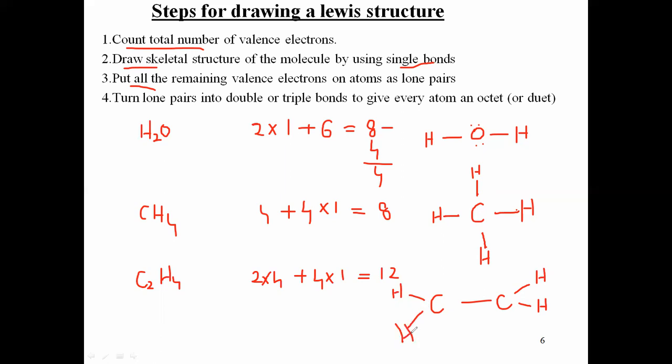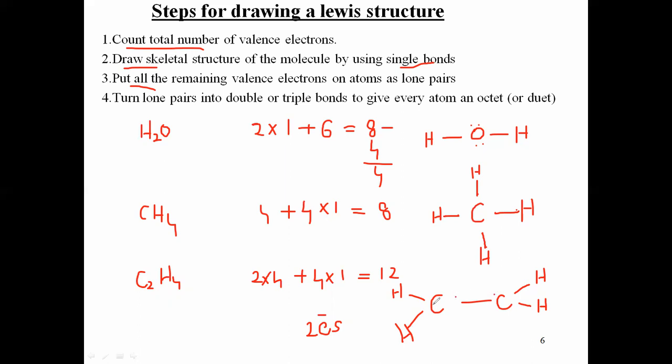Now count how many electrons we used: 1, 2, 3, 4, 5, 6, 7, 8, 9, 10. So out of 12, we used 10 electrons. So 2 electrons are remaining. These 2 electrons we have to put on atoms. We don't want to put them on any hydrogen atoms, so only on carbon atoms. So these 2 electrons I distributed equally on the 2 carbon atoms.